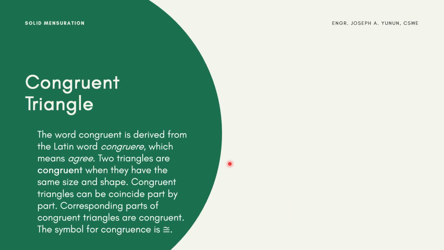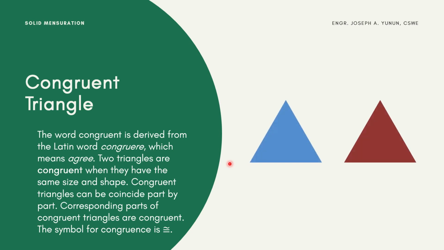So, congruent triangles. The word congruent is derived from the Latin word congruere, which means agree. Based on the given figure, you have two congruent triangles when they have the same size and also shape. And the corresponding parts of the congruent triangles are congruent. For example, those sides, similarly on this side, corresponding sides, and also the angles. And the symbol for the congruence is provided here.